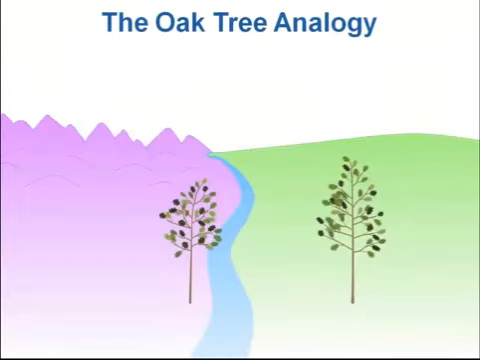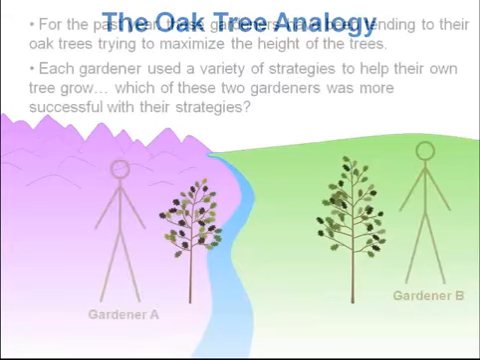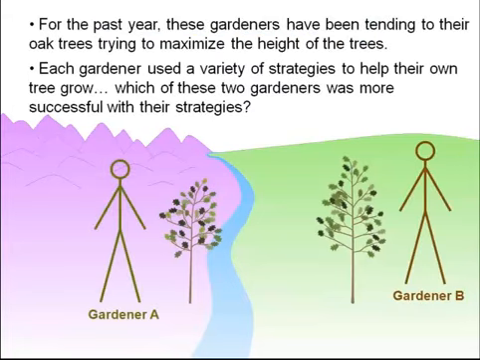In this analogy, we will be explaining the concept of value-added analysis by observing the performance of two gardeners. For the past year, these gardeners have been tending to their oak trees, trying to maximize the height of each tree. Each gardener uses a variety of strategies to help their own tree grow. We want to learn which of these two gardeners was more successful with their strategies.